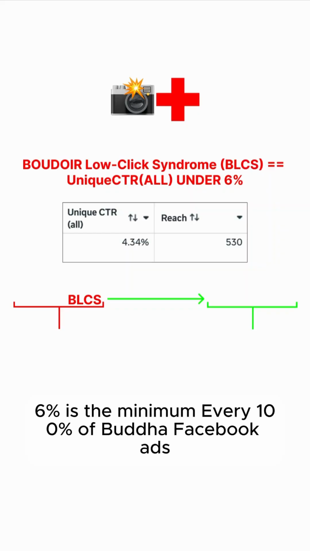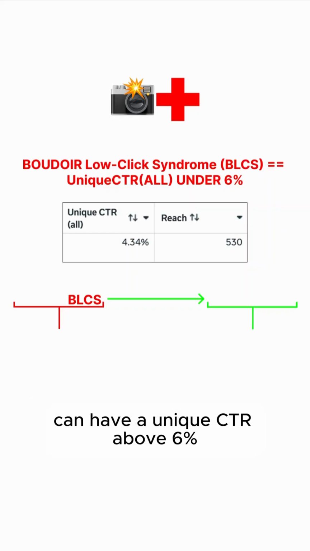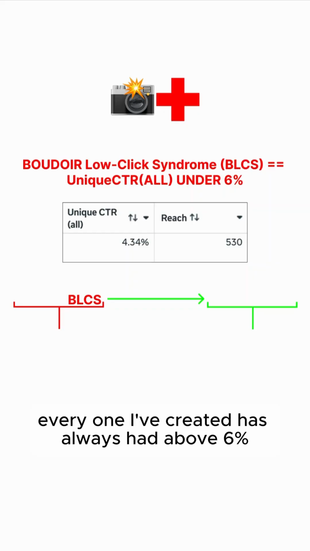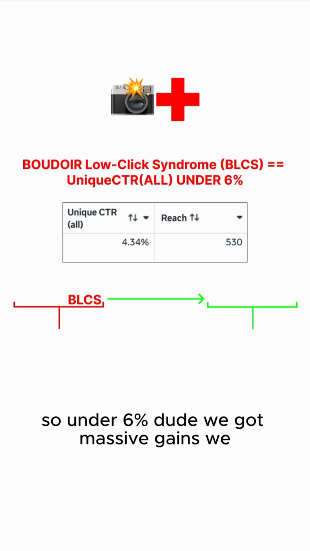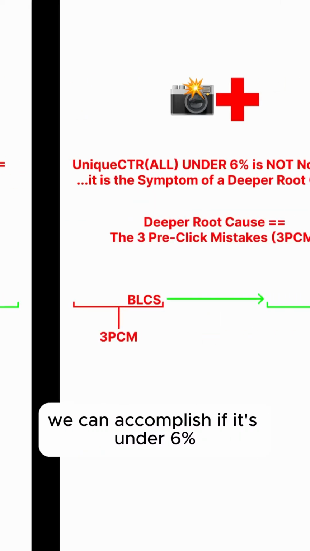6% is the minimum. 100% of Boudoir Facebook ads can have a unique CTR above 6%. Every one I've created has always had above 6%, even when I only try a little bit. So under 6%, dude, we got massive gains we can accomplish.